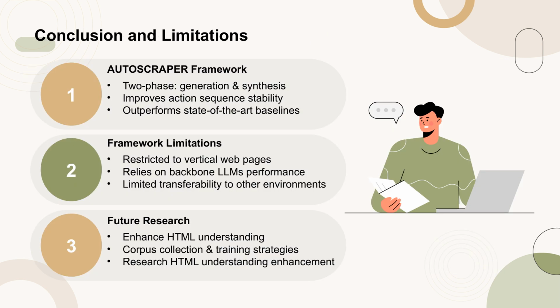In this paper, the authors introduced the AutoScraper framework, which is designed to improve the reusability of language agent-based frameworks by combining large language models, LLMs, with scrapers. The framework operates in two phases: progressive generation and synthesis, which together generate a more stable and executable action sequence. Experimental results show that AutoScraper outperforms current state-of-the-art baselines in scraper generation tasks.